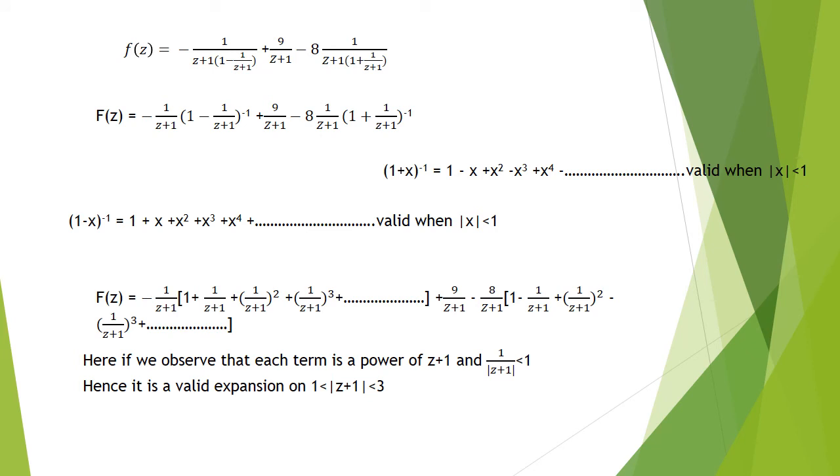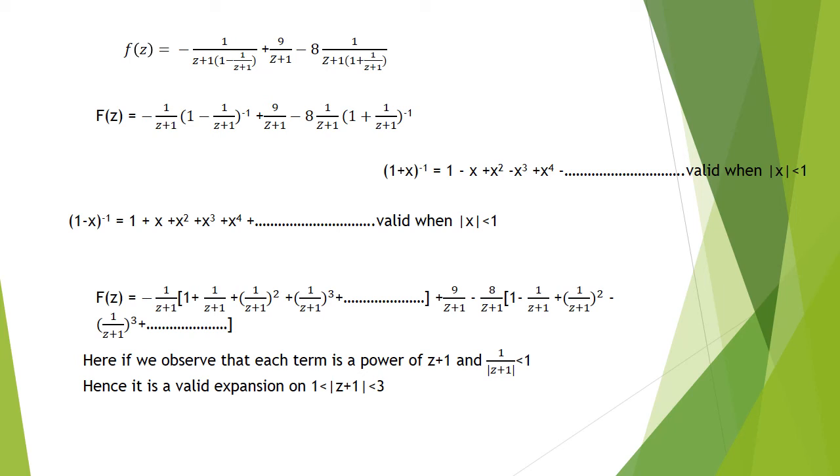So here f of z is equal to, we have taken z plus 1 common in the first and third term. So z plus 1 into [1 minus 1 by z plus 1] whole power minus 1 plus 9 by z plus 1 minus 8 by z plus 1 into [1 plus 1 by z plus 1] whole power minus 1. First term we will expand by using (1 minus x) whole power minus 1, which is 1 plus x plus x square plus x cube plus x power 4 plus so on, and valid when mod x is less than 1.